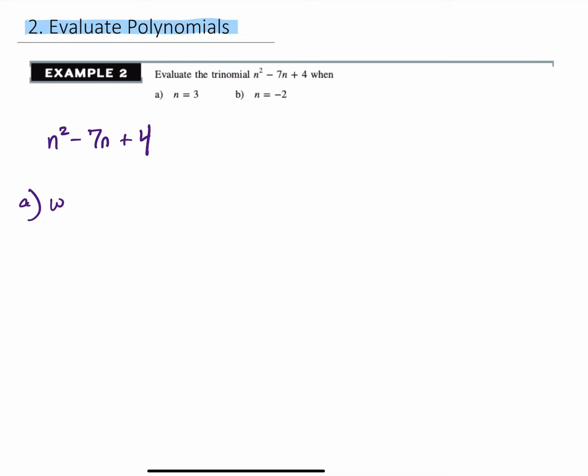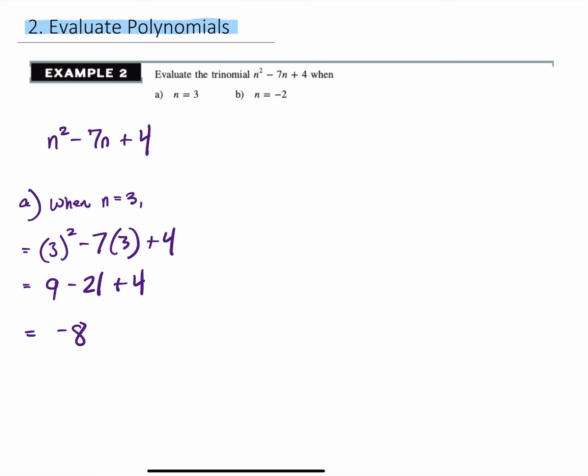I can say when n equals 3, well, that would give us 3 squared minus 7 times 3 plus 4. 3 squared is 9. 7 times 3 is 21. So 9 minus 21 plus 4 should give you a negative 8.